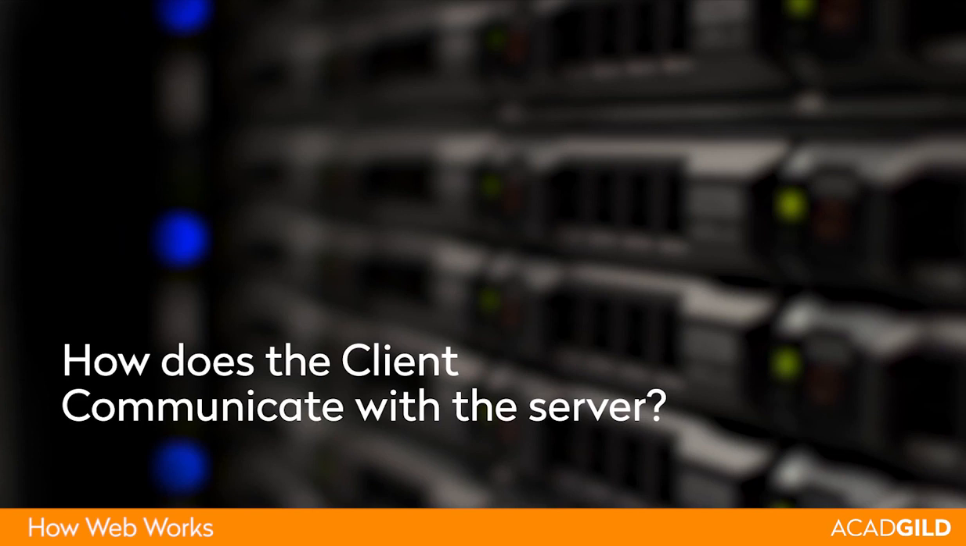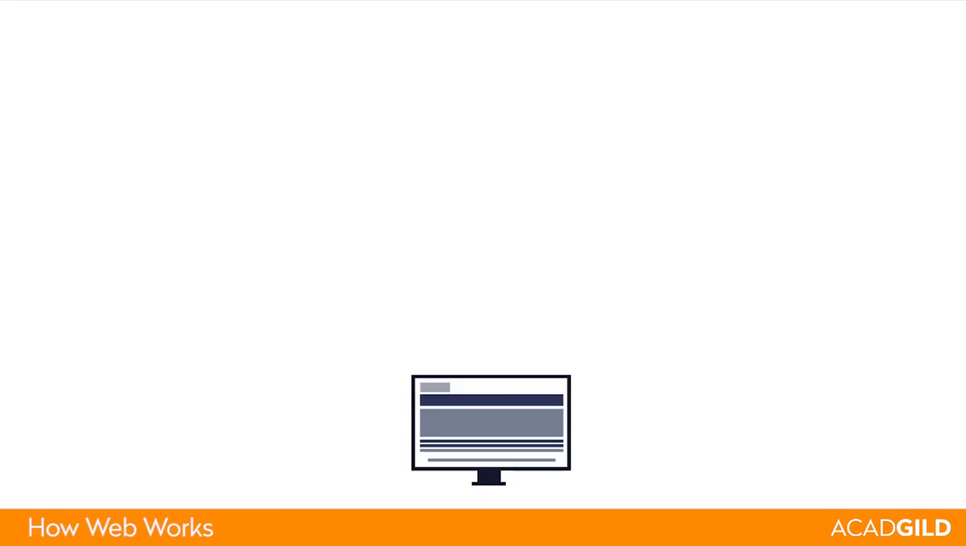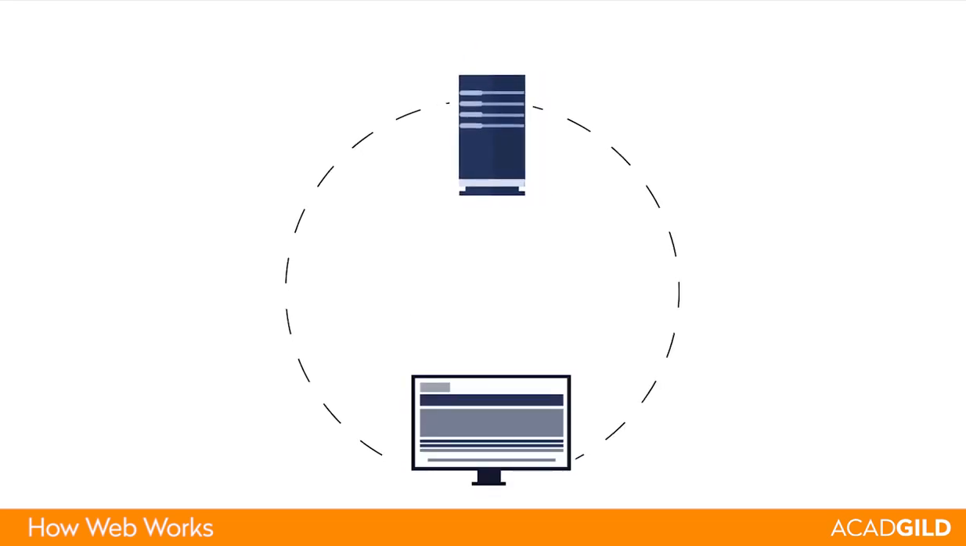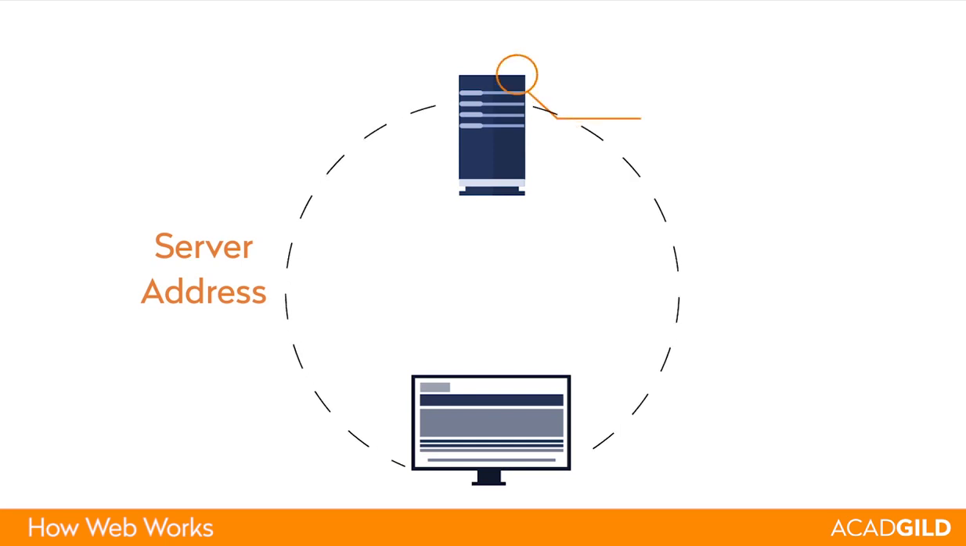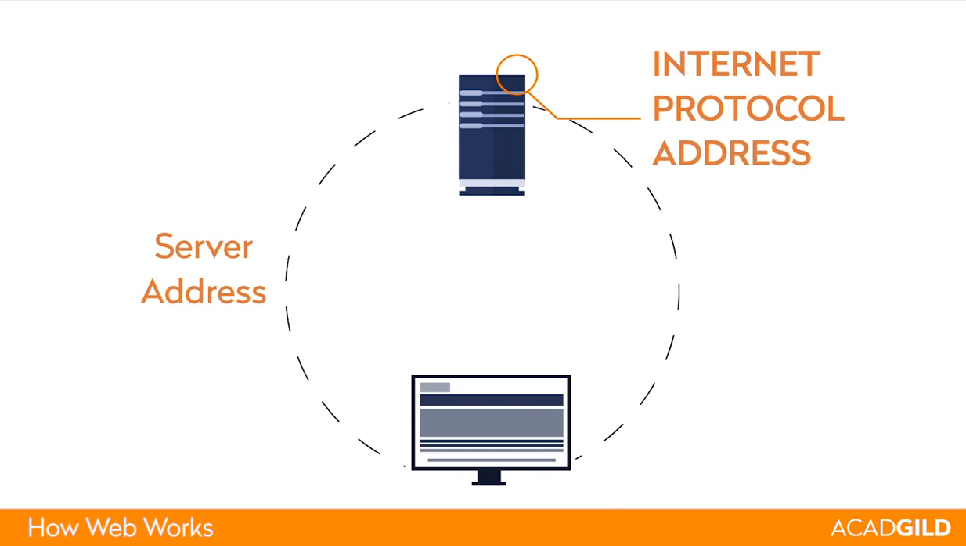How does the client communicate with the server? In order for the client to communicate with the server, it needs to know the unique address of the server. The address is called the Internet Protocol address, or in short, the IP address.